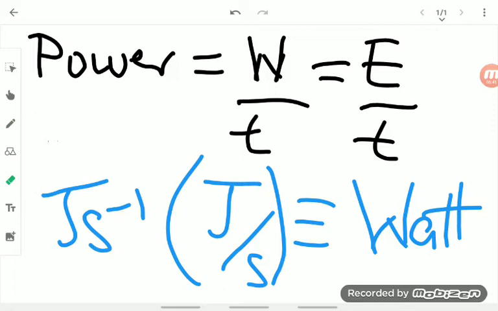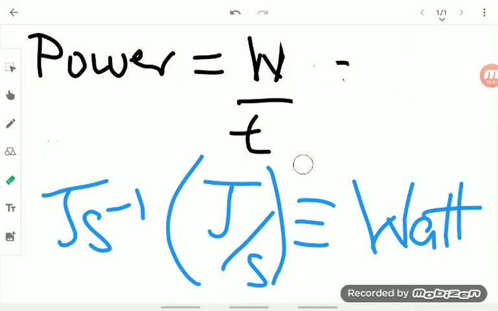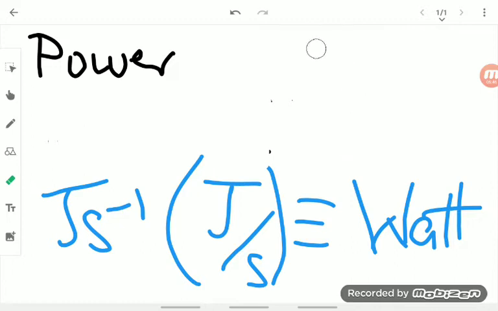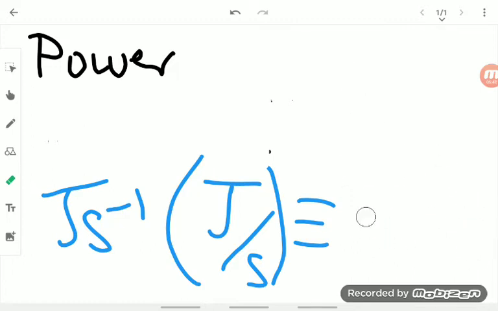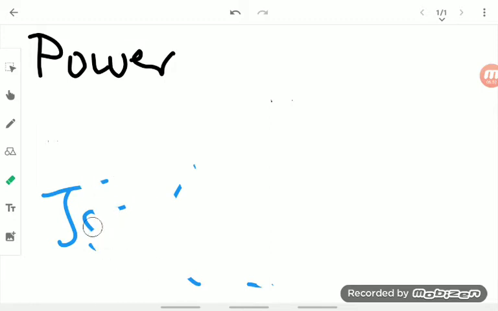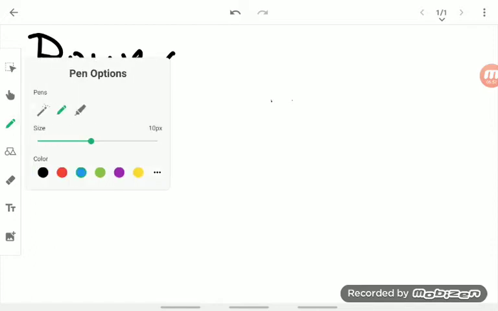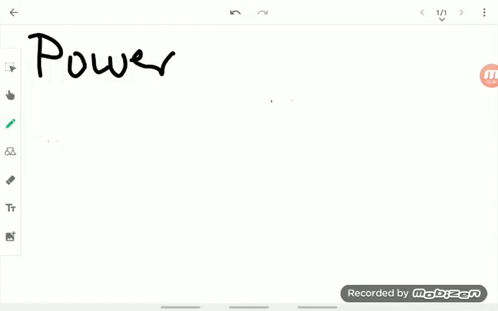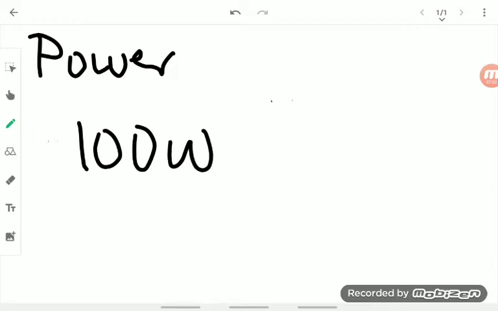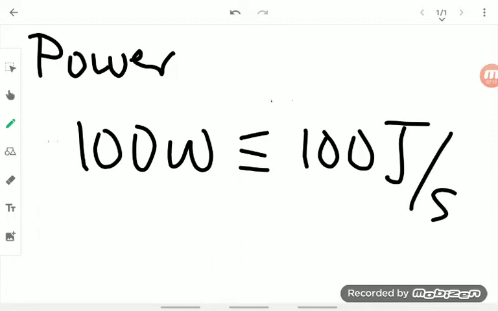All right, let's erase this and show you some things here. So if we know then that the unit for power is watt, we can know some other things. For example, if a light bulb's power is stated as 100 watts, so let's say your light bulb has a power rating of 100 watts, that is equivalent to it producing 100 joules of energy every second. And we know a light bulb produces light and thermal energy, right?